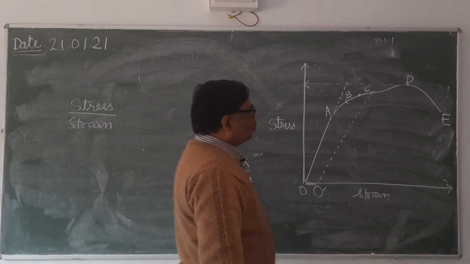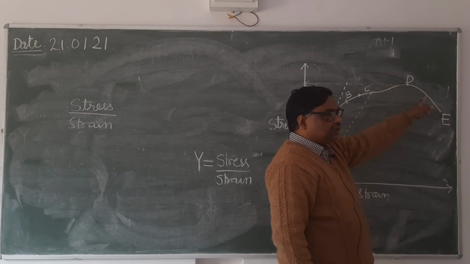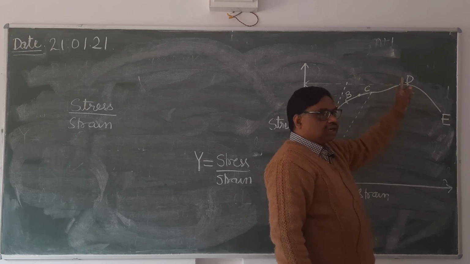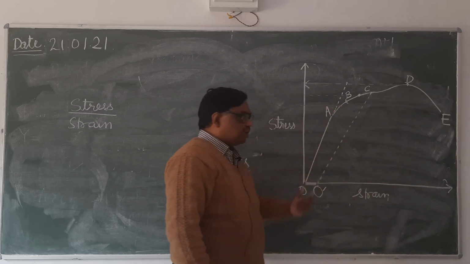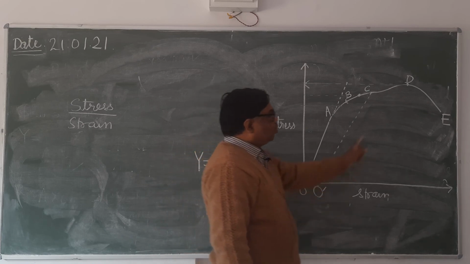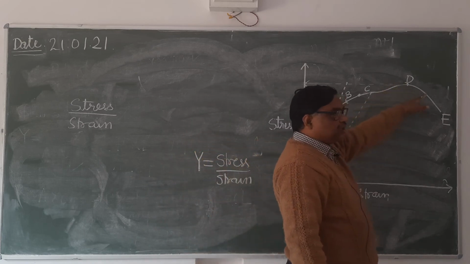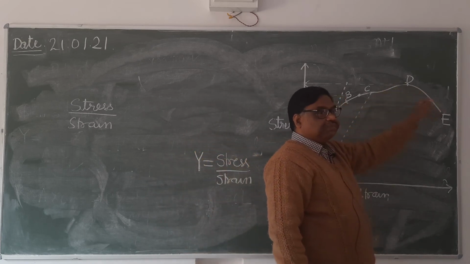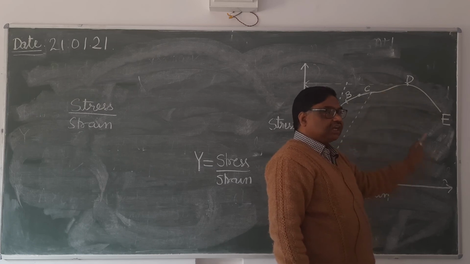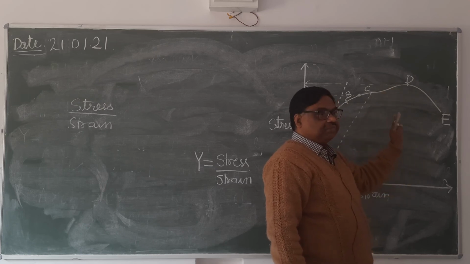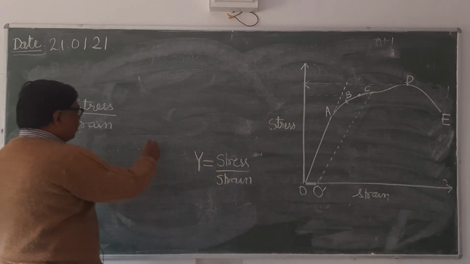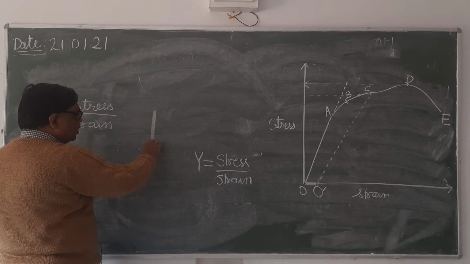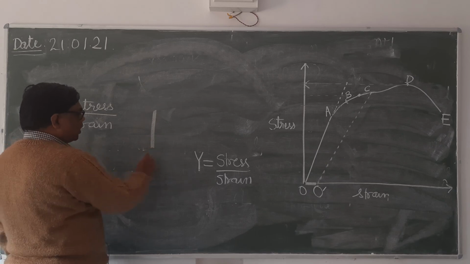Now if you unload the wire beyond D, what will happen? अभी तक क्या हो रहा था? वायर को अनलोड कर रहे थे, उसकी लेंथ कम हो जा रही थी, एक परमानेंट स्ट्रेन डेवलप हो जा रहा था. But if you unload beyond D, what will happen? Stress will decrease but the strain will not decrease. Strain will remain the same. And the wire will become thinner and ultimately it will break.